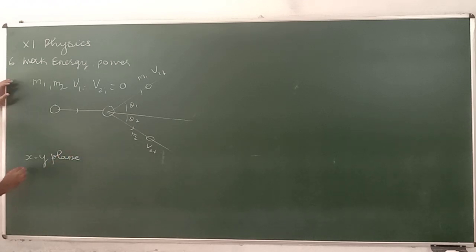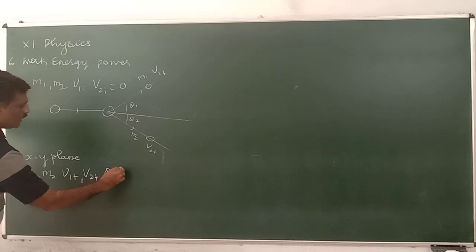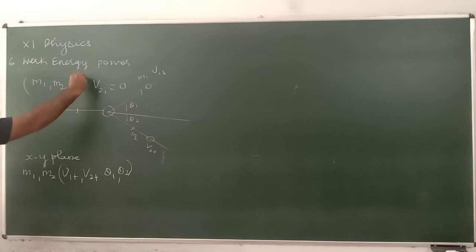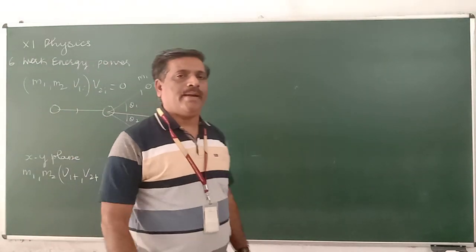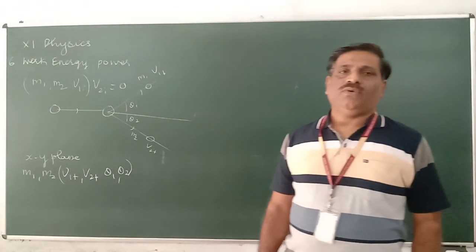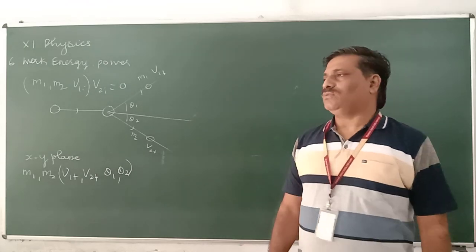So, for the final state, m1 remains the same, m2 remains the same, v1f changes, v2f changes, theta 1 and theta 2. These are unknowns. These are known factors: m1, m2, v1i. Unknown factors are v1f, v2f, theta 1 and theta 2.